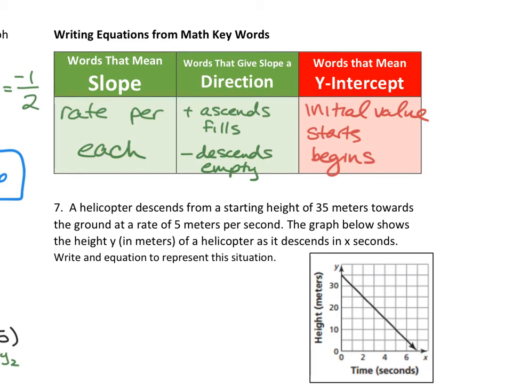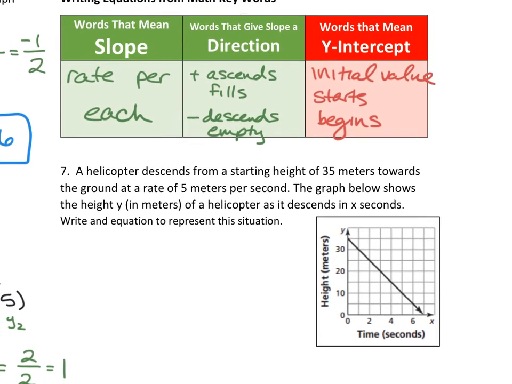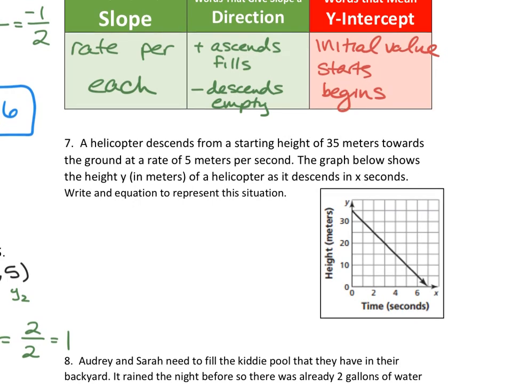So for example, in this one we have a graph to help us out here, but it says a helicopter descends from a starting height of 35 meters towards the ground at a rate of 5 meters per second. The graph below shows the height in meters of a helicopter as it descends in x seconds. Write an equation to represent this situation. All right, let's highlight some of the things in this that we need.